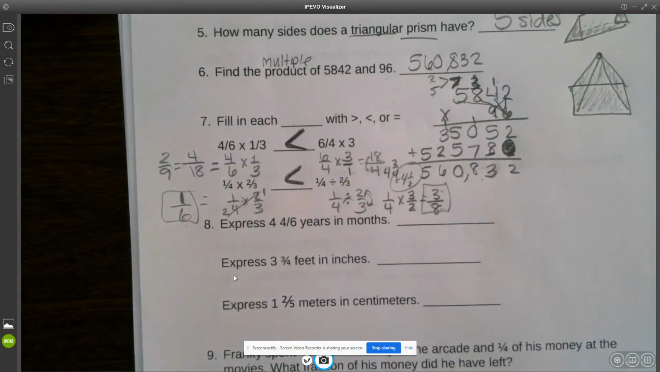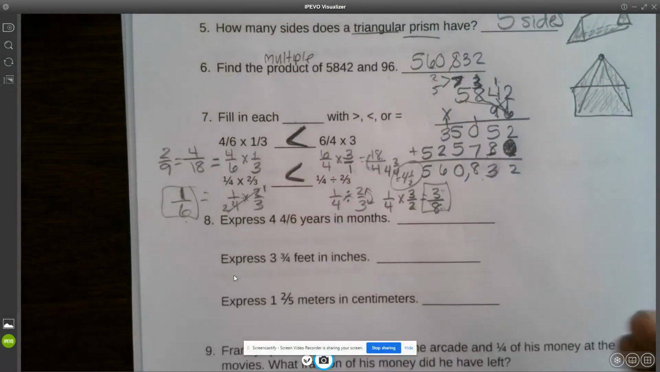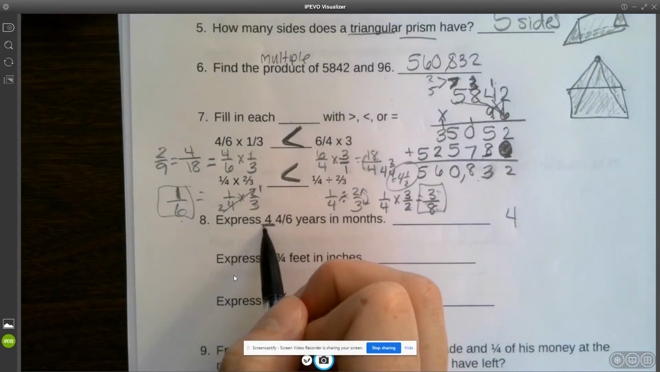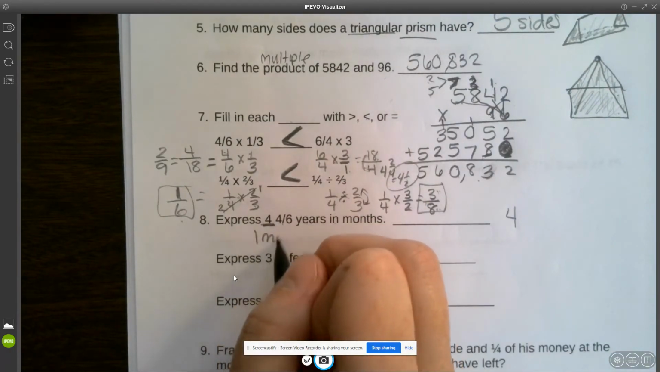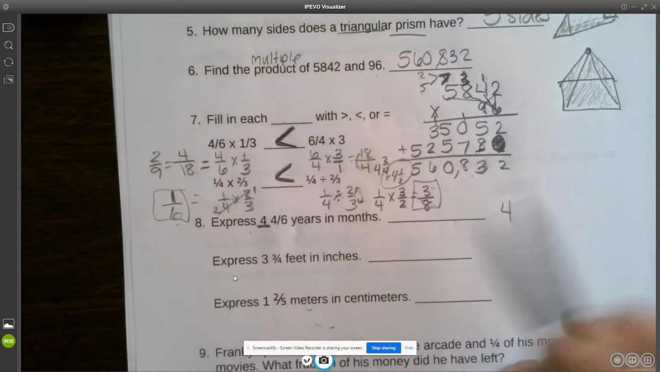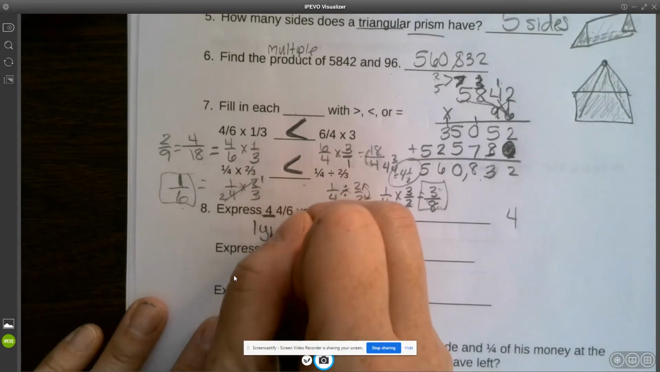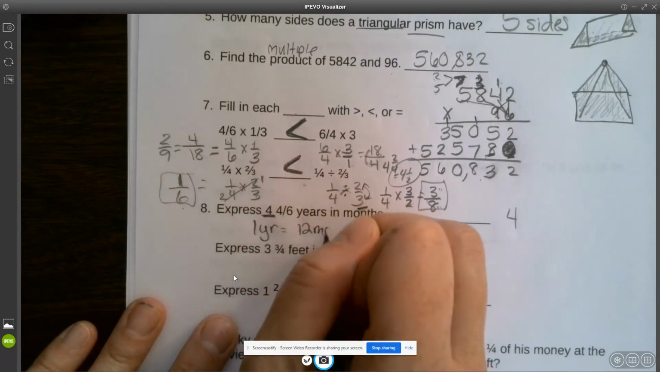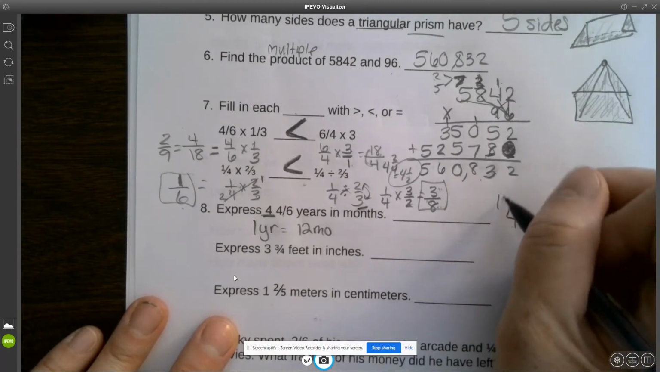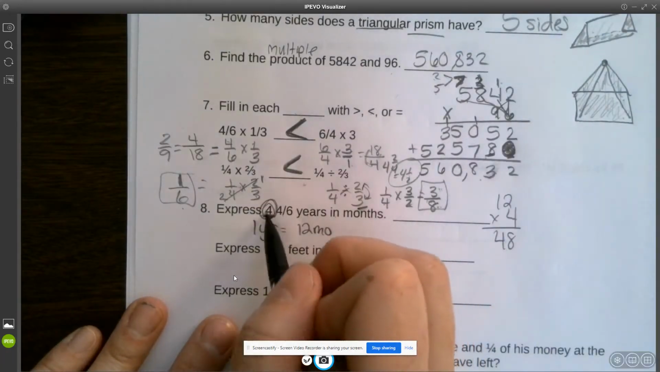All right. Number 8. It says express 4 4/6 years in months. Well, 4 years is how many months? So if 1 year is 12 months, then 4 years would be 4 times 12, which is 48. So we know that this right here equals 48 months.